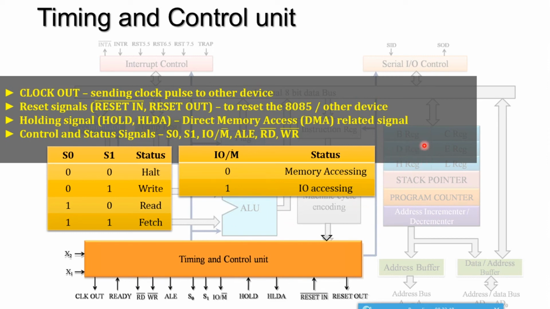For this purpose, I am requesting the 8085 through the HOLD pin. If the 8085 is ready for direct memory access, it will give the hold acknowledgement, HLDA. It says, I am ready, I am granting permission for DMA access. So if I request through HOLD, it responds through hold acknowledgement.